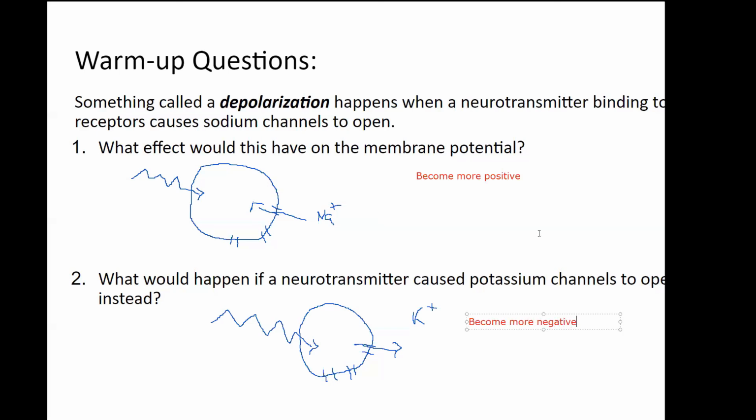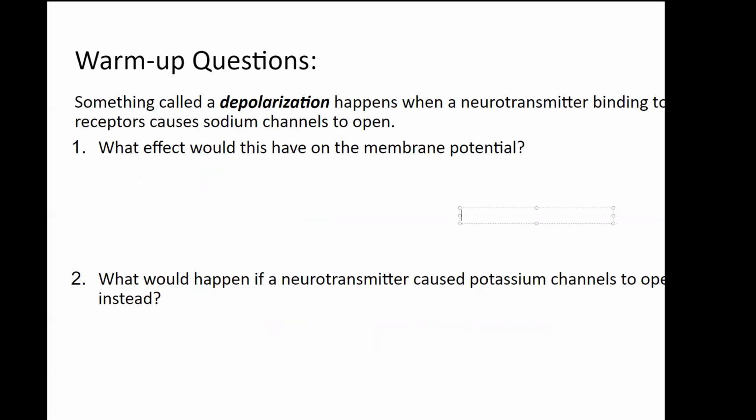Okay. We could also think about each of these with respect to our equilibrium potentials. So our equilibrium potential for sodium is positive. So when we allow sodium to flow, the cell becomes more positive. Our equilibrium for potassium is highly negative. So when we allow potassium to flow, it becomes highly negative. So we're just moving towards those equilibrium potentials.